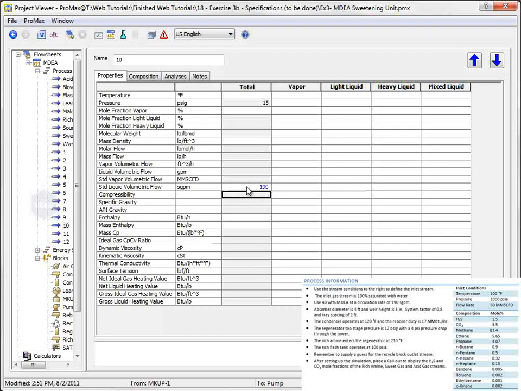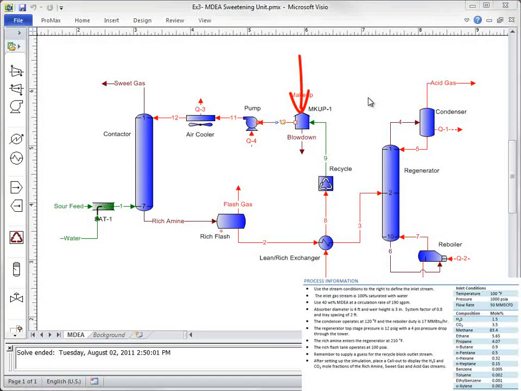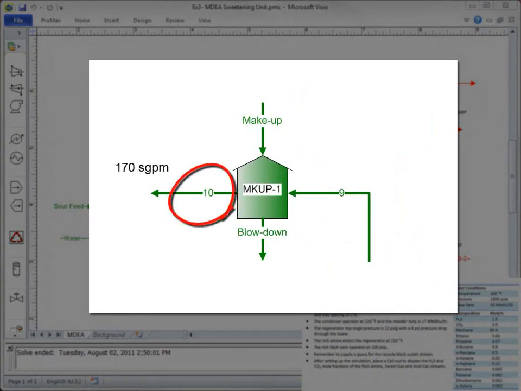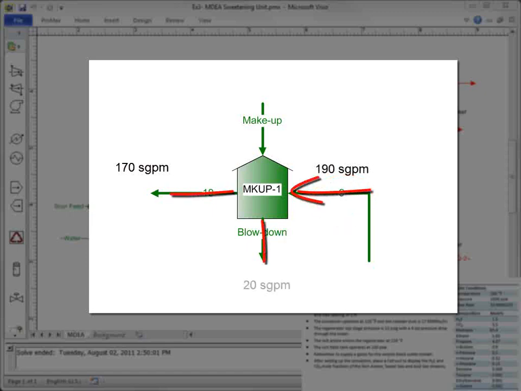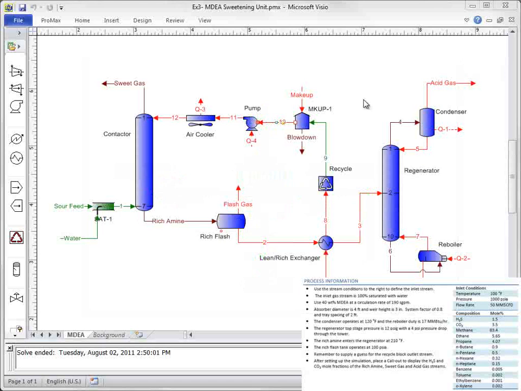Promax will then add as much makeup as required to get back up to this flow rate. In some cases, Promax might be required to blow material down to get to this flow rate. This is common if you're adjusting the amine flow rate and the recycle gas is still at a higher flow rate. In general, this is not anything to be worried about unless the final solution indicates that there is blowdown.